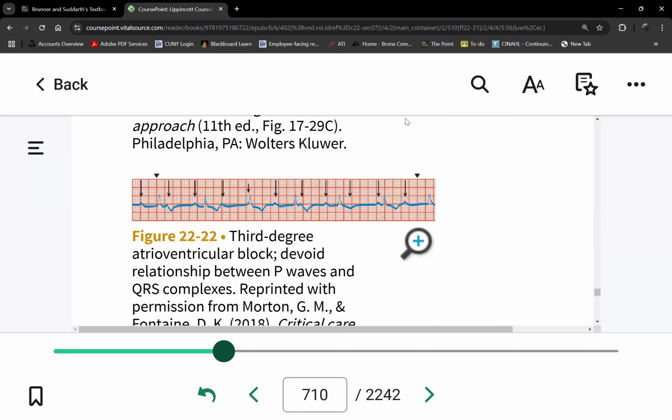No. The atrial rate will be normal, 60 to 100. The ventricular rate will be 40 to 60. Is this compatible with life? No. Let's go to the treatment.